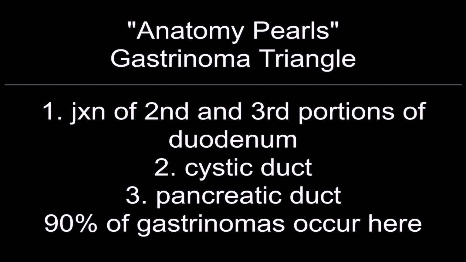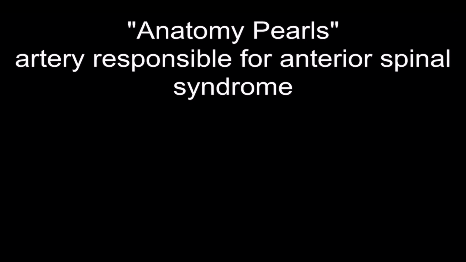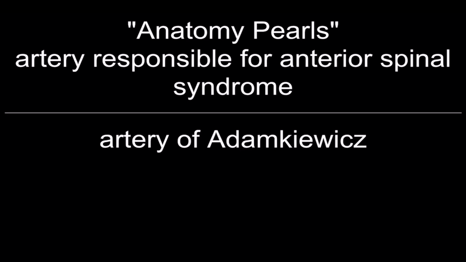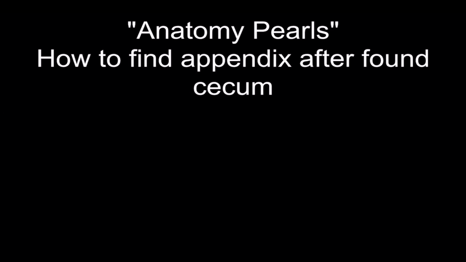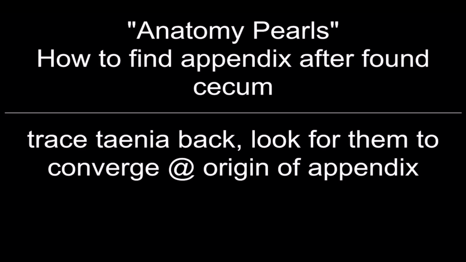Gastrinoma triangle. Junction of the second and third portions of the duodenum, cystic duct, pancreatic duct. 90% of gastrinomas occur in this gastrinoma triangle. What artery is responsible for anterior spinal syndrome? Artery of Adamkiewicz. How to find appendix after found the cecum? You trace the taenia back, look for them to converge at the origin of the appendix.